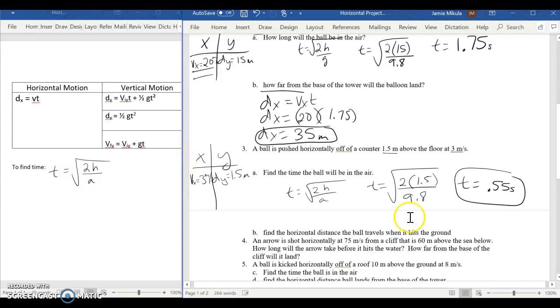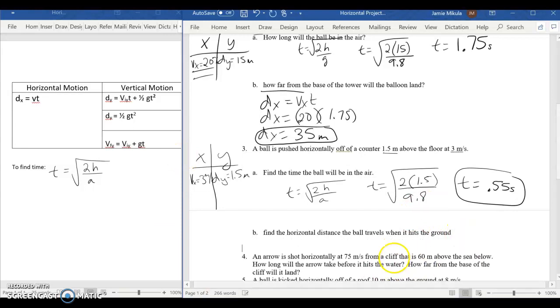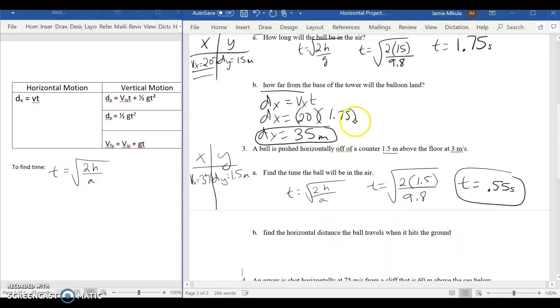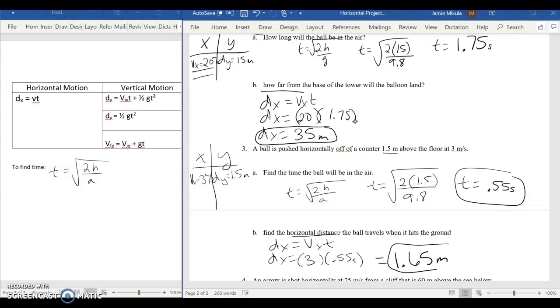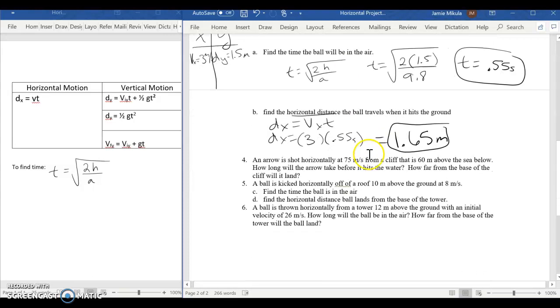Okay, using that time that we just found, we're going to go down and find the horizontal distance that the ball travels. So horizontal distance is dx. The only formula we have there is vx times t. So dx equals, the vx was 3, and the time was 0.55 seconds. So 3 times 0.55 is 1.65 meters. There you go.